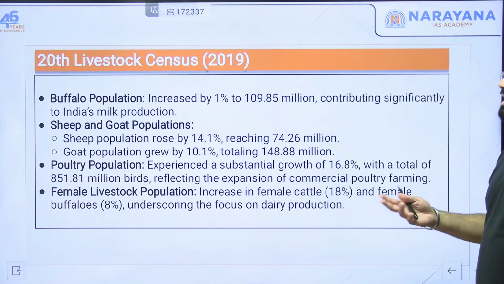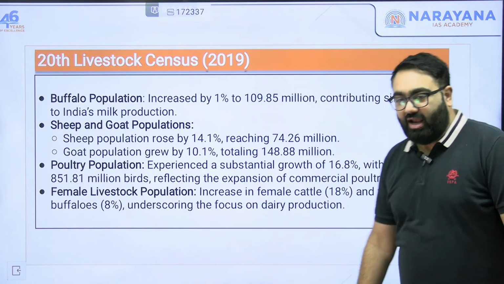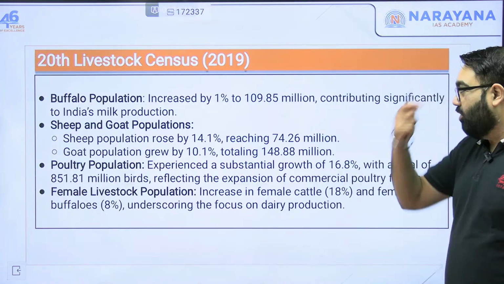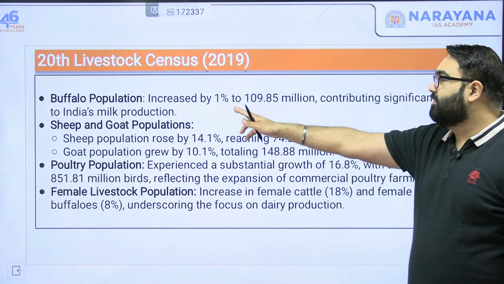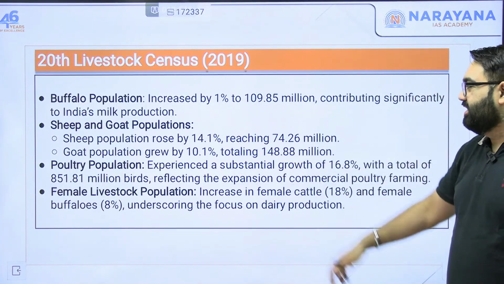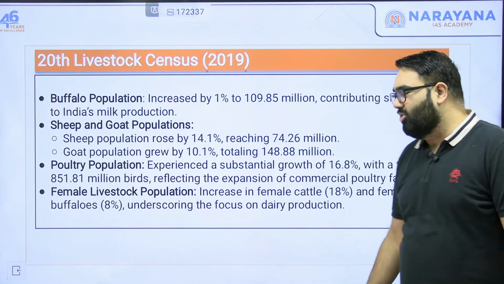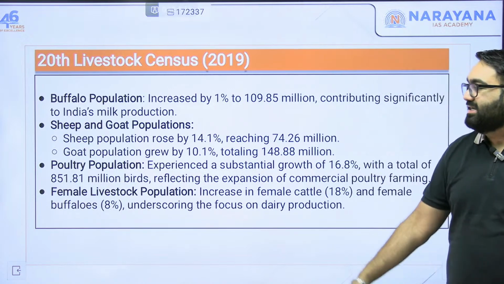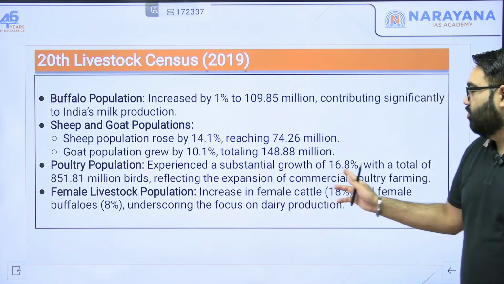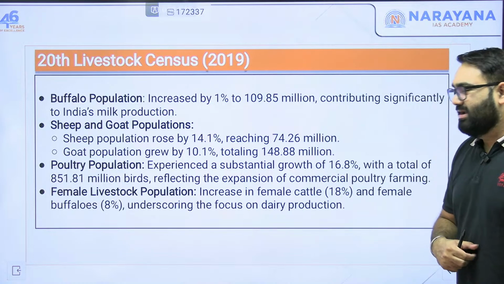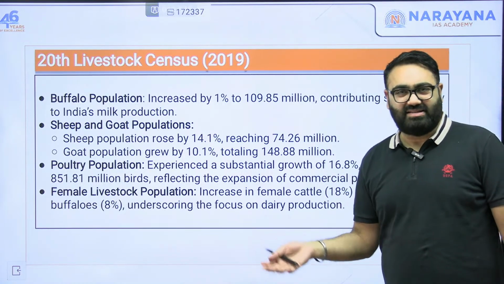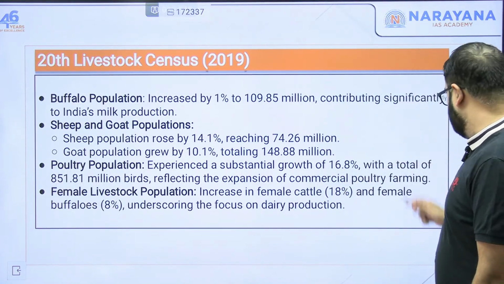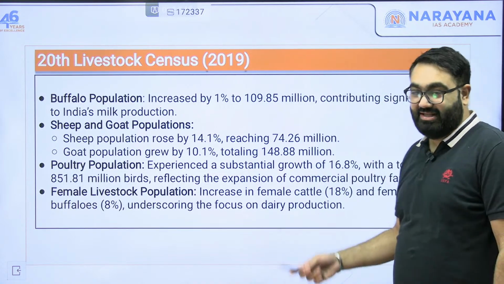This census, again, data has not come out, so we are not sure. The last livestock census also tells us that the buffalo population increased by 1%. Sheep and goat population also increased. So all the population is basically increasing. There is no specific sector where the population has declined. In the poultry sector also, there has been a substantial growth of 16.8%. There is growth in almost every single sector, as we saw in the last census.